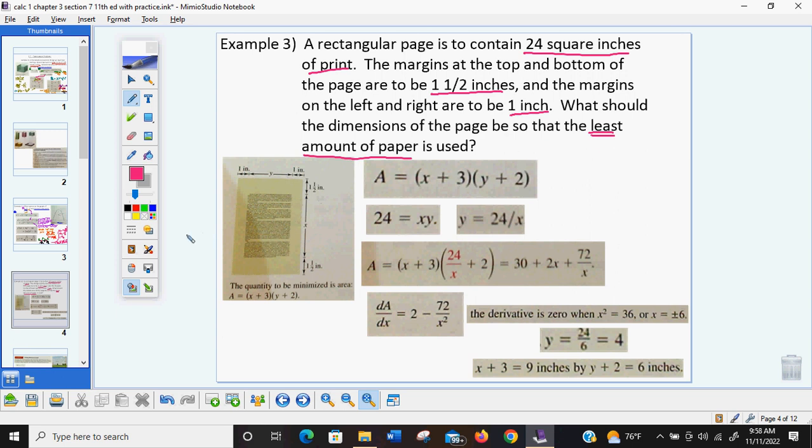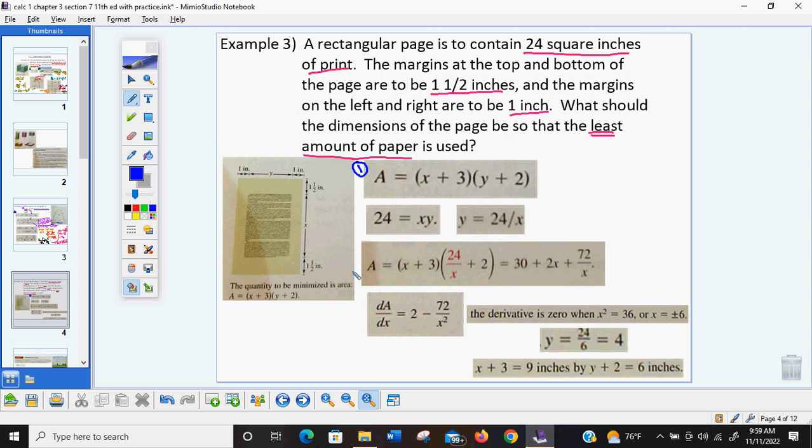Now, we want the least amount of paper. That means we are minimizing the area. So, minimal area, that's going to be our primary equation. Now, the area of a rectangle is length times width. That's how they got X plus 3 times Y plus 2. This would be your primary equation when you include the margins.